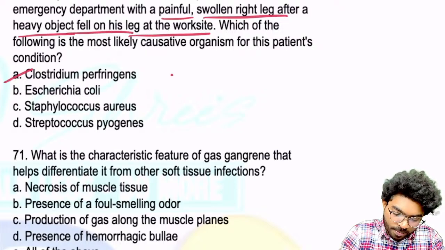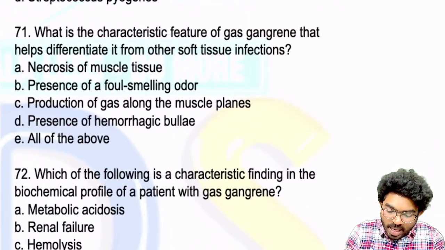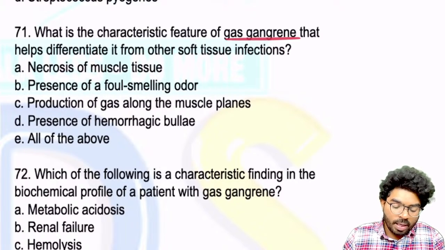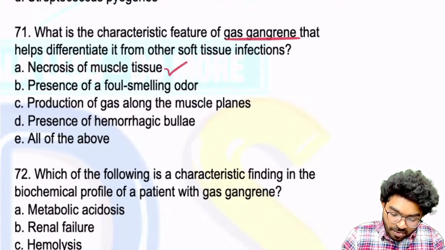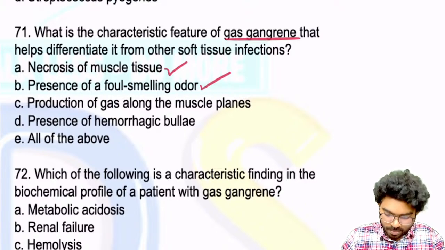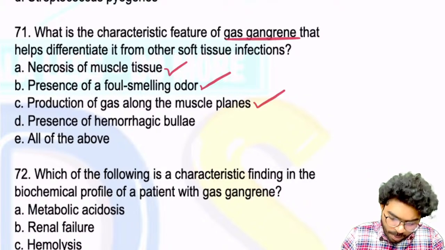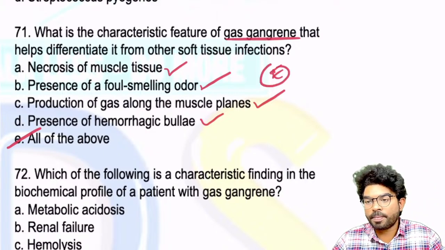Very nice. Done. The next one: which of the following is the characteristic feature of gas gangrene that helps in differentiating it from other soft tissue injuries? It causes necrosis of the tissue, presence of foul smell, and it produces gases along the planes of muscle, and it produces hemorrhagic bubbles. The answer is E for this particular question.